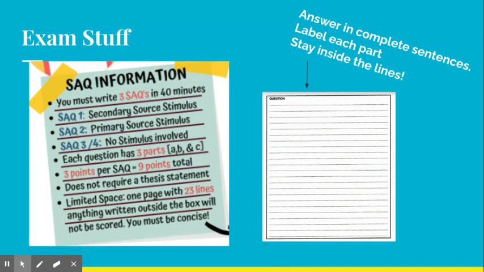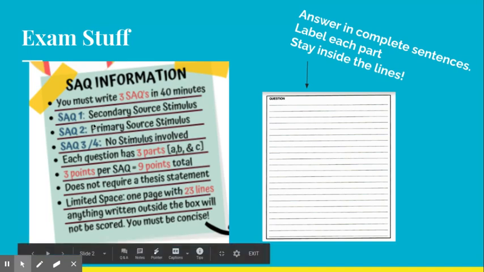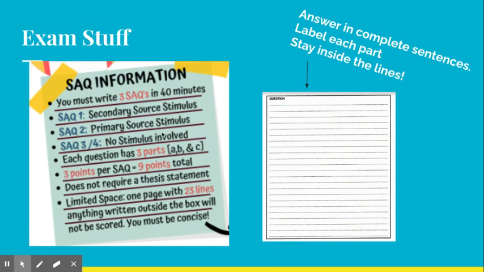You will have 3 different SAQs. The first 2 you have to do, and sometimes they'll give you a passage, sometimes they'll give you a picture, and then the third one you get to choose. They'll give you 2 options, 3 or 4, and there's no pictures, there's no passages. They just ask you a question, you've got to answer it, and you get to choose out of 2 options, okay?